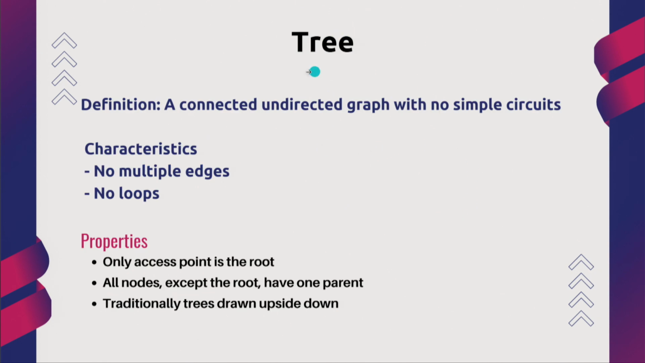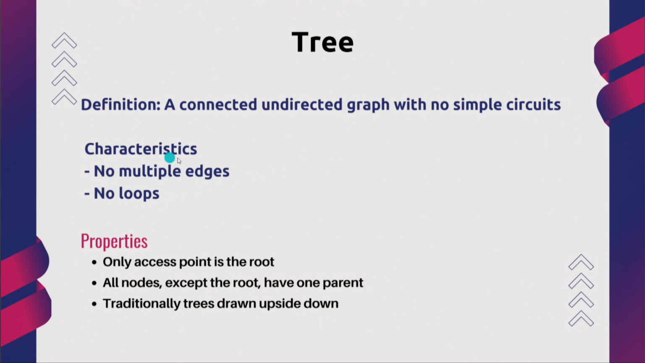So this is another definition for trees. A tree is a connected undirected graph. By connected we mean that there is some link between the nodes, and undirected means the edges usually have no direction, pointing upward or downward. This is the definition of a tree in terms of graphs. We say that a tree is a connected undirected graph with no simple circuits. By circuit we mean that in a tree there can't be any cycles or any closed path.